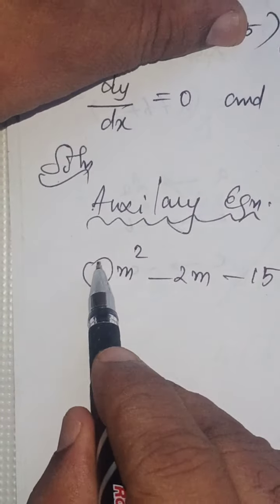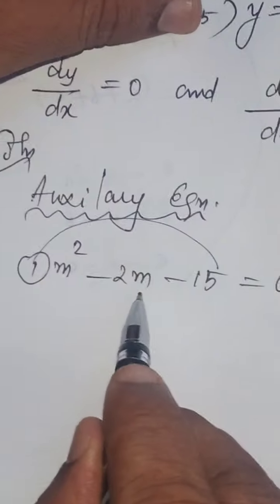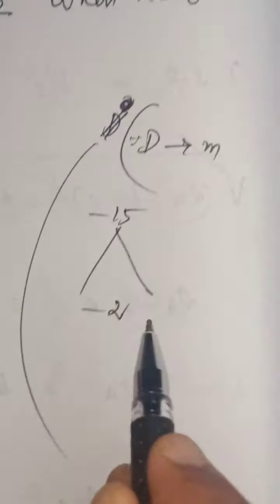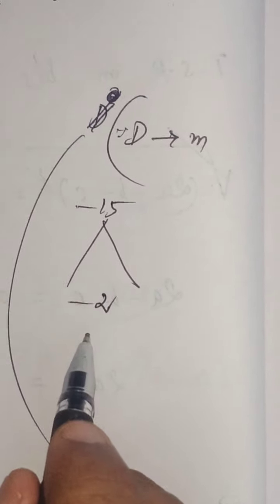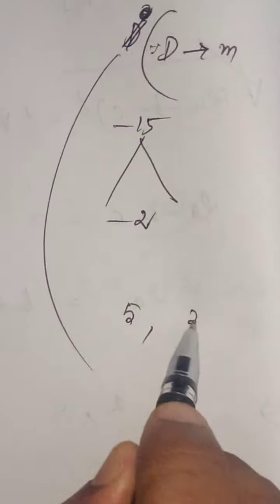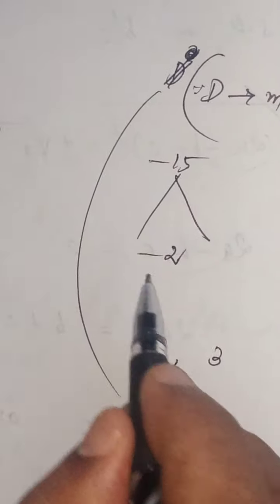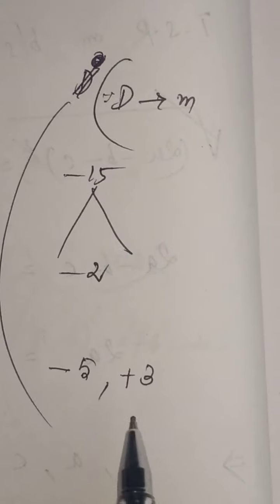The coefficient of m squared equals 1. 1 into minus 15 is minus 15, and the coefficient of m is minus 2. Product minus 15, sum minus 2. The two numbers are 5 and 3. For getting minus 2, I have to introduce minus for the greater number. So minus 5 plus 3.